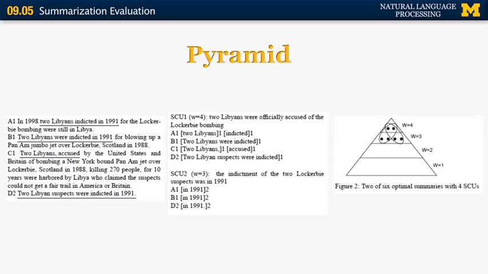Well, clearly every optimal summary would include the 2 SCUs with a weight of 4. And since you have room for 2 more SCUs, you would have to pick 2 of the ones that have a weight of 3. Any 2 out of the 4 SCUs with a weight of 3 would be equally good, so you shouldn't be penalized if you pick a different set than the one that was used in the reference summaries.